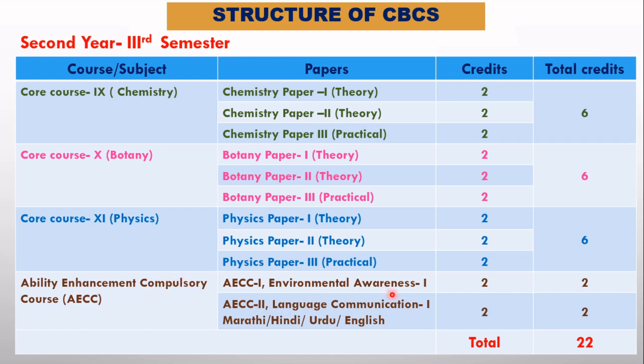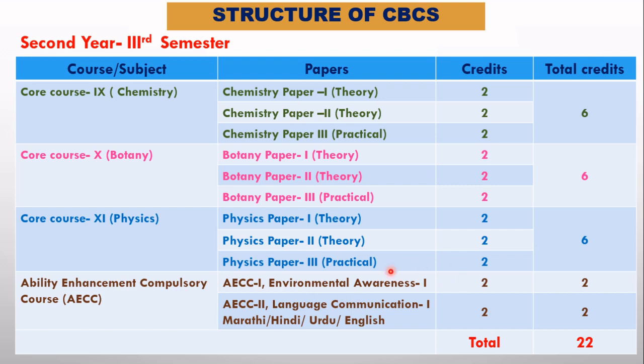You can see environmental awareness first, and second is language communication first. So this is for the first semester of second year. It has been given as environmental awareness first and language communication first, which means we have to select any one language out of Marathi, Hindi, English as per the availability of language in that college or institution. So any one language we have to select, and one compulsory course, that is environmental awareness, is compulsorily included in the syllabus of SYBSc. So this is known as the ability enhancement compulsory course.